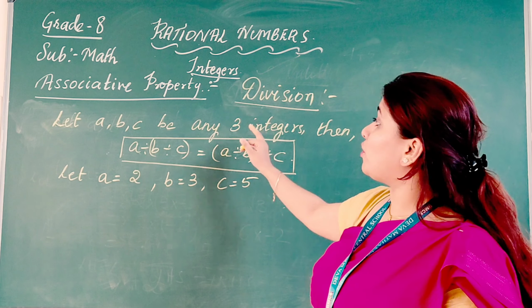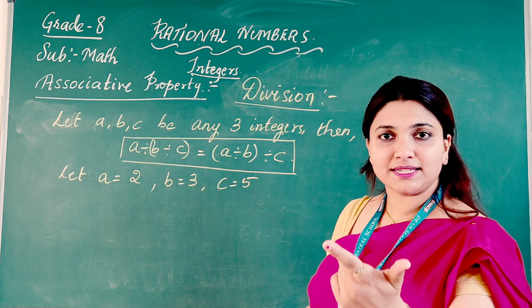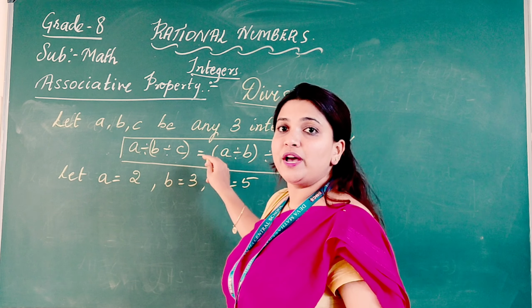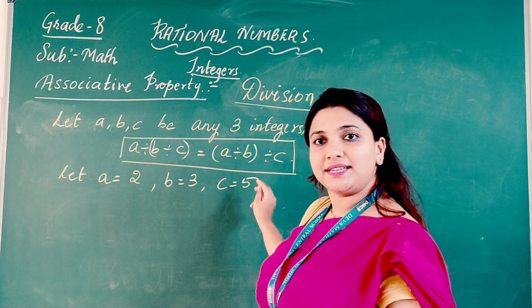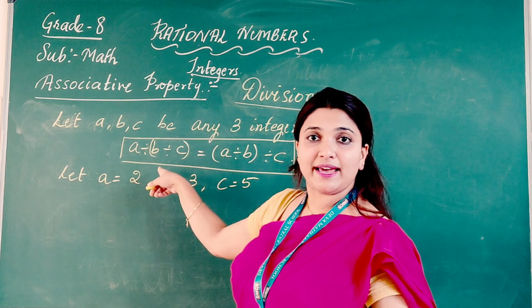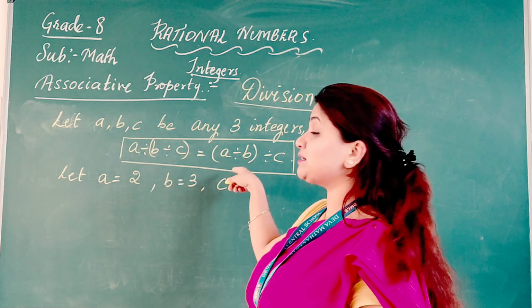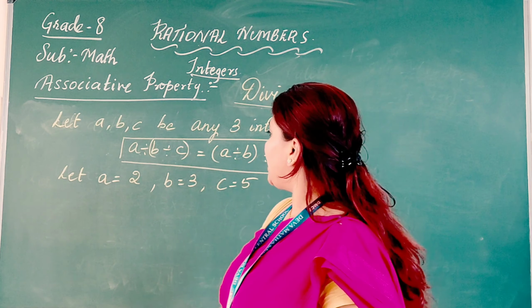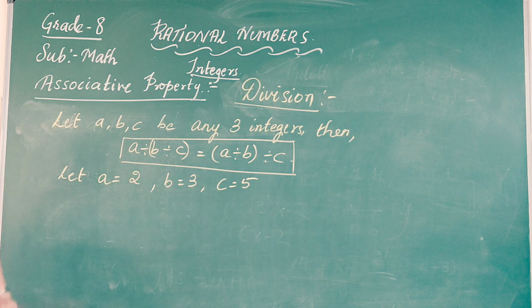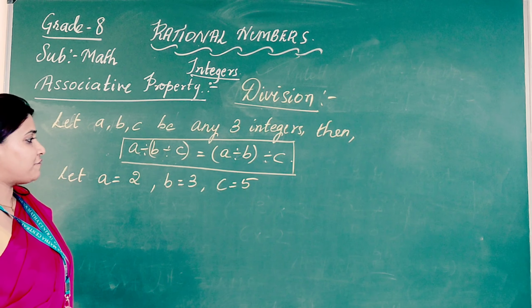Then the formula for associative property of division is just same like addition, subtraction and multiplication. So for division it is A divided by B divided by C is equal to A divided by B divided by C. In the LHS I put a bracket on the last two numbers, and in the RHS I put a bracket on the first two numbers. Now let me start. I have taken A as 2, B is 3 and C is 5.